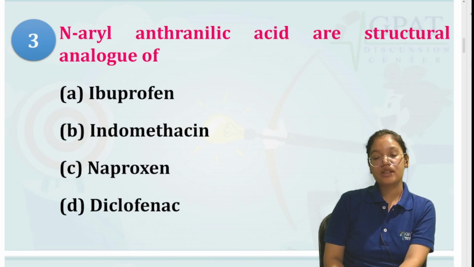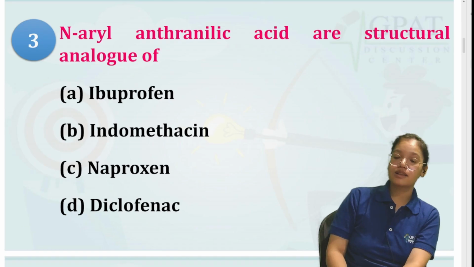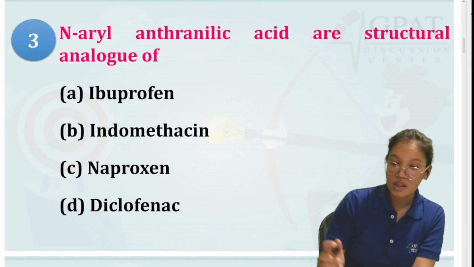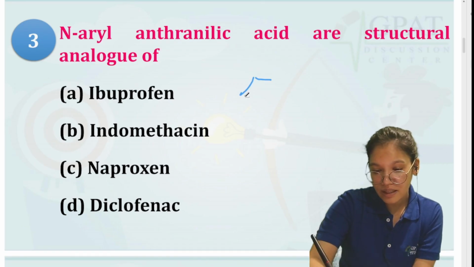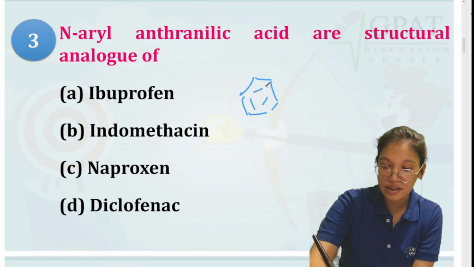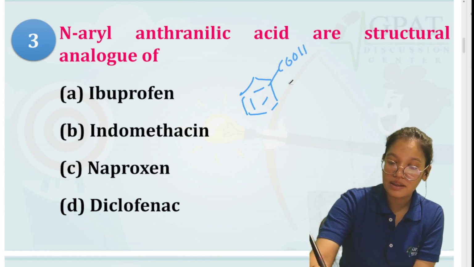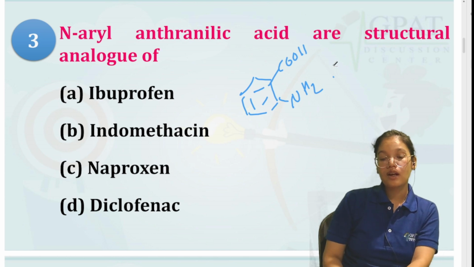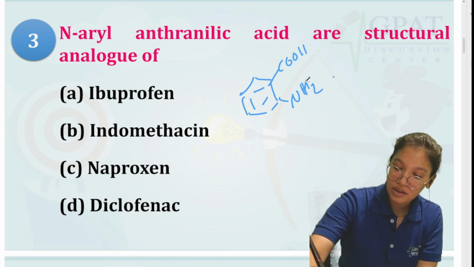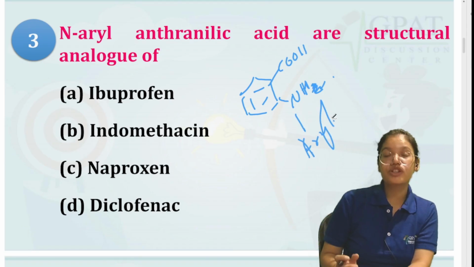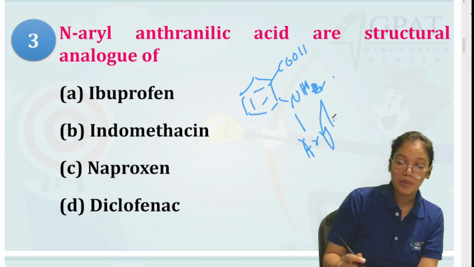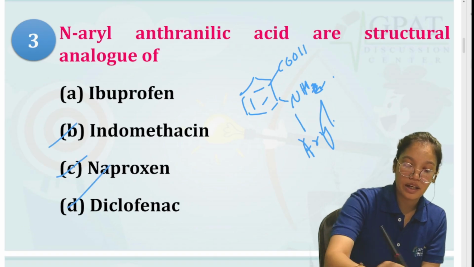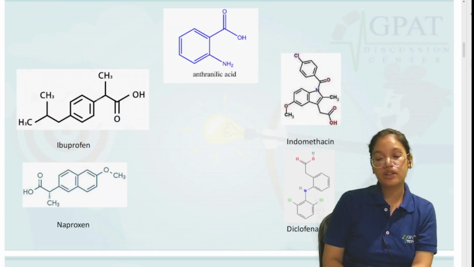Now the third question says: N-aryl anthranilic acids are structural analogs of. Let's look at the structure of anthranilic acid first. This is the structure of anthranilic acid. They are asking about N-aryl anthranilic acid analogs, so one H is removed from here and an aryl group is attached here. Which drug is it? Ibuprofen, indomethacin, naproxen or diclofenac. Let me show you the structures.